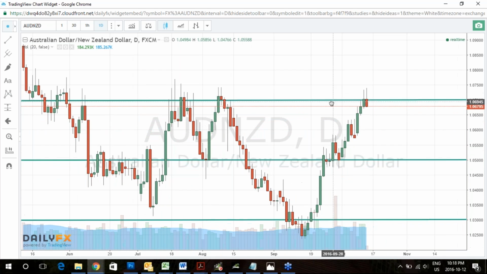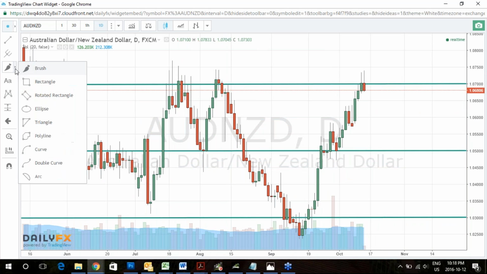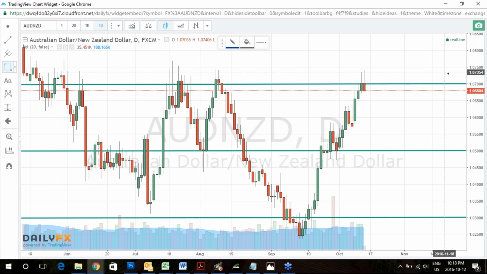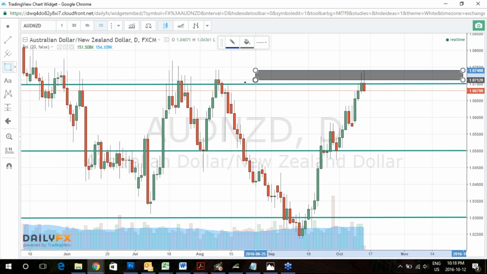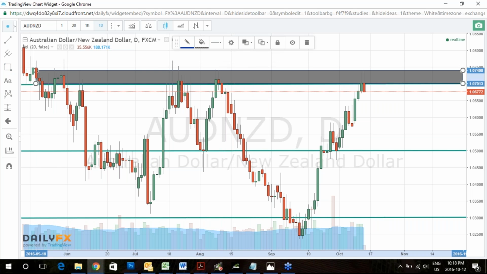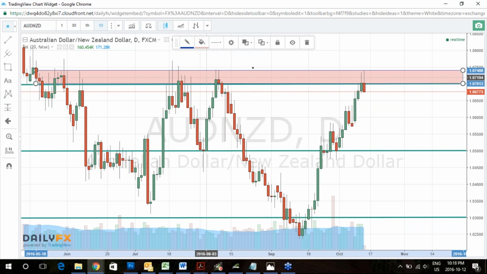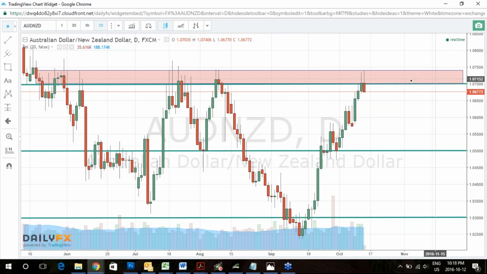What I like to do on the daily chart is, if you can see these wicks popping out, I actually have a name for these zones. I call this a consolidation zone. In this consolidation zone, I like to create a rectangle which covers these wicks, just like that over there. Let's make this more visible. There we go. Okay, so now this is my consolidation zone.